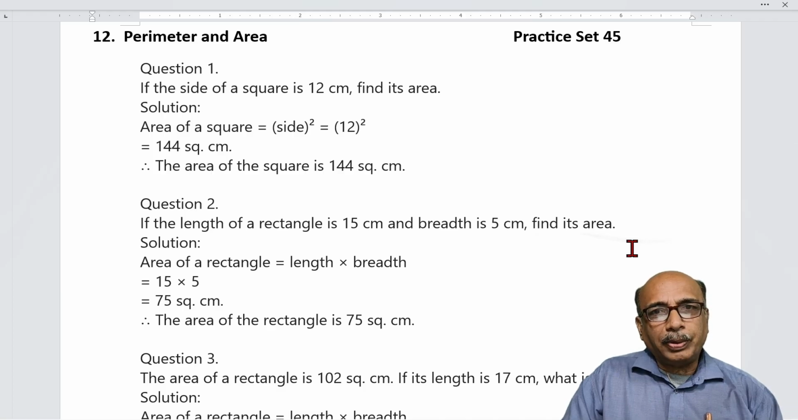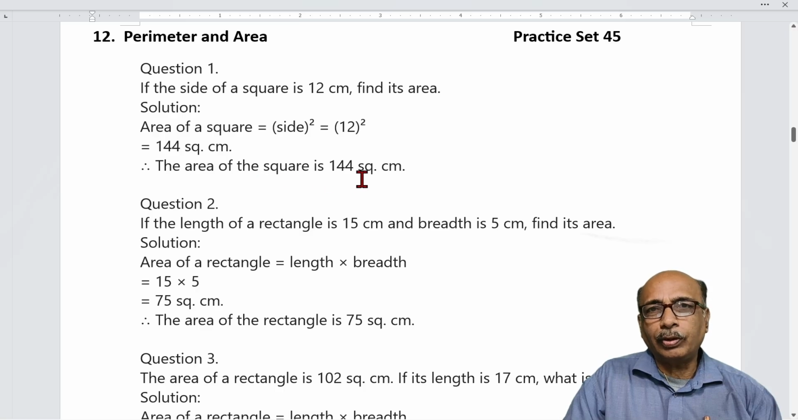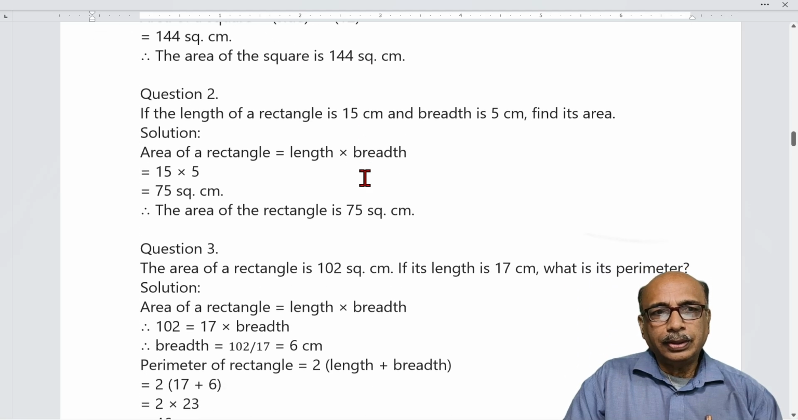We are starting with practice set 45. Question 1. If the side of a square is 12 cm, find its area. Area of square is side square, equals 12 square, equals 144 square centimeter. Therefore, the area of the square is 144 square centimeter.